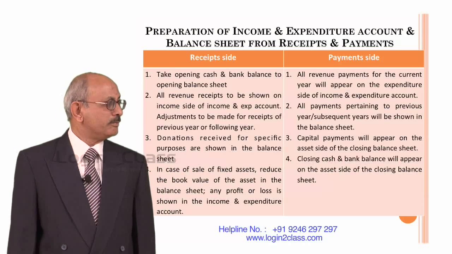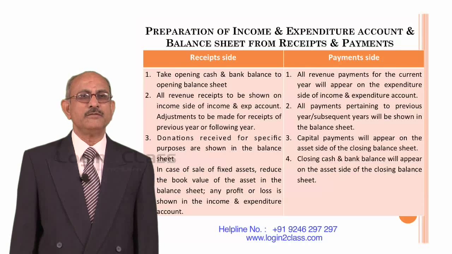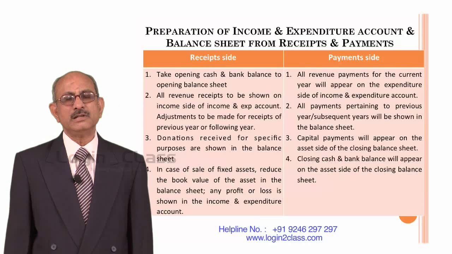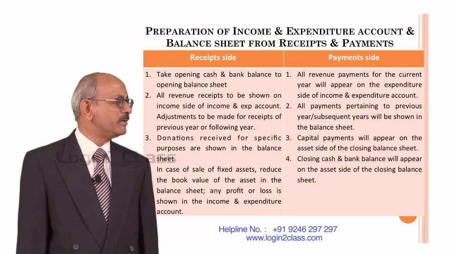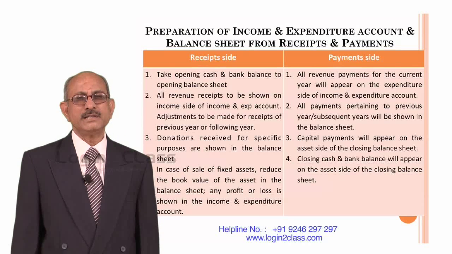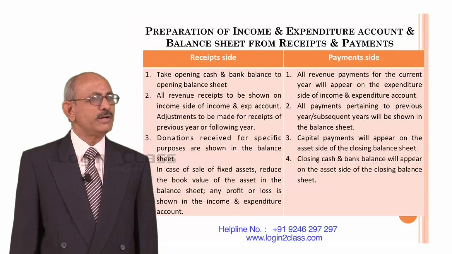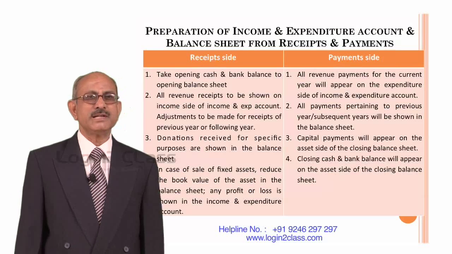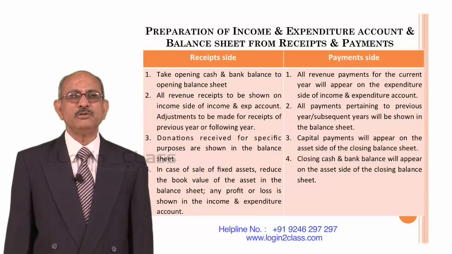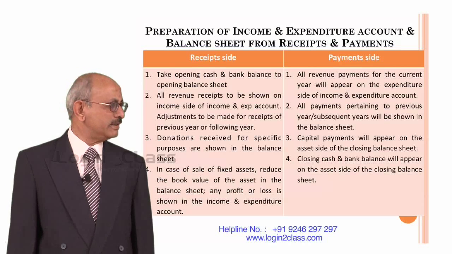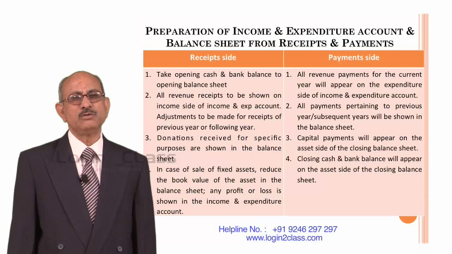That means, payments may consist of both revenue payments as well as capital payments. So, you have to pick up only revenue payments to be taken to the expenditure side of the income and expenditure account, and even there you have to take only those revenue payments which relate to the current year. That means, any revenue payments relating to the previous year or to the future years have to be adjusted for.